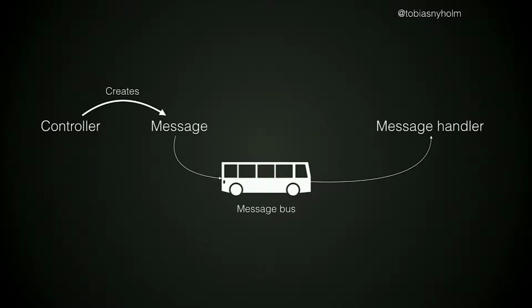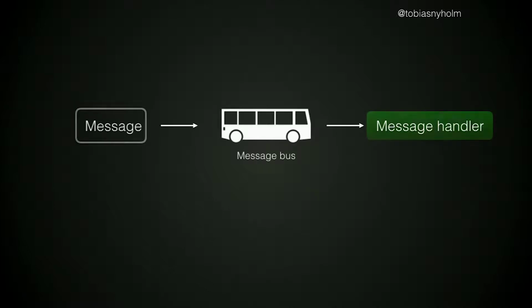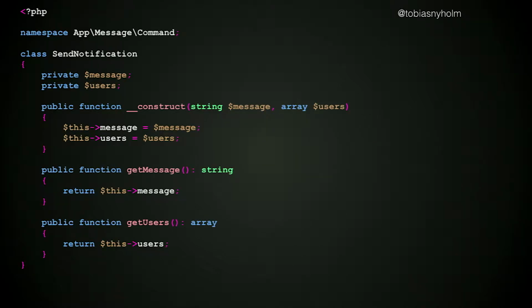So let's consider this again, with a different notation. We don't care who creates the message. We just have a message that we put on a bus, and the bus delivers it to a message handler. A message is just a normal class. This is a message for sending a notification, just a normal class with a normal constructor and some normal getters.